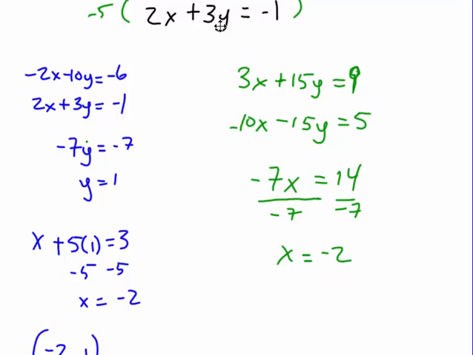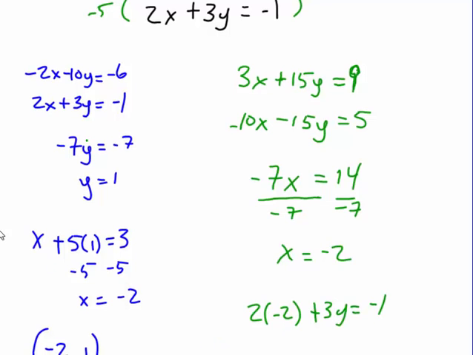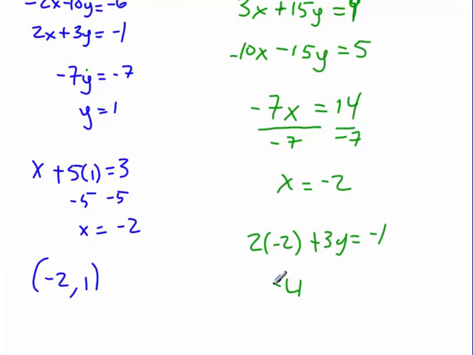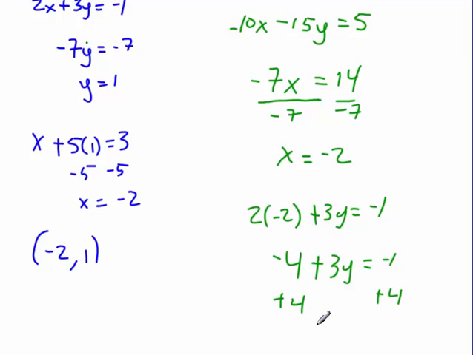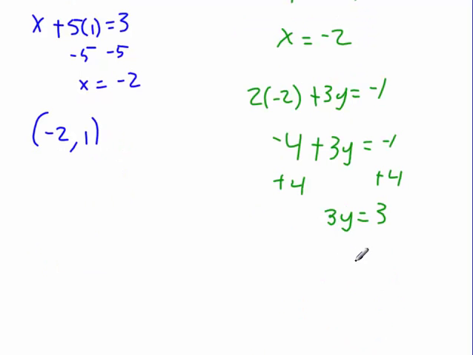And I can plug that back into either line. I'm going to plug it into the second one this time, and I'm going to say 2 times negative 2 plus 3y equals negative 1. 2 times negative 2 is negative 4, plus 3y equals negative 1. And add 4. And I end up with 3y equals 3. And divide by 3. So y equals 1.